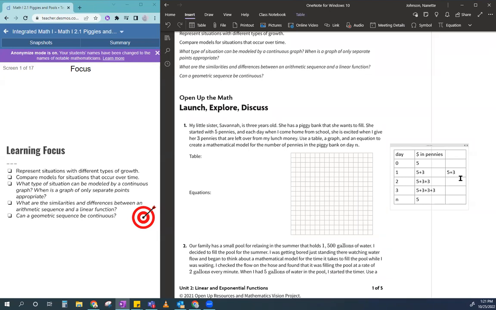I'm going to start collecting my 3s, right? So 5 plus, how many 3s did I get on this one? Oh, 2 3s. Okay. So 2 parentheses 3. Okay. And what would this be? How many 3s did I collect here? Can you rewrite this one for me? Instead of 5 plus 2 times 3, what would you write here? 5 plus.